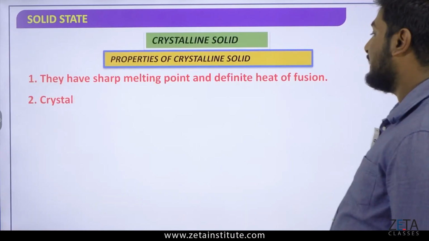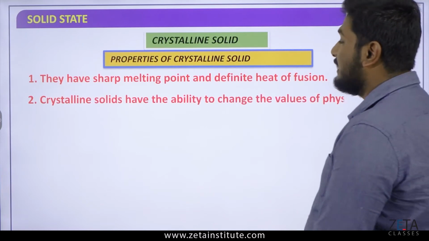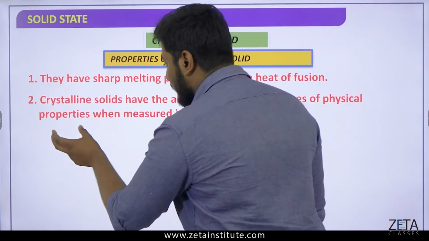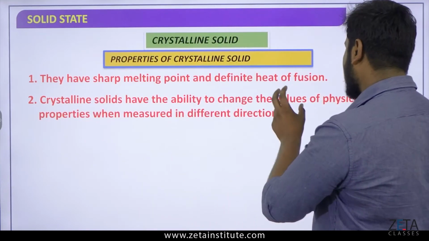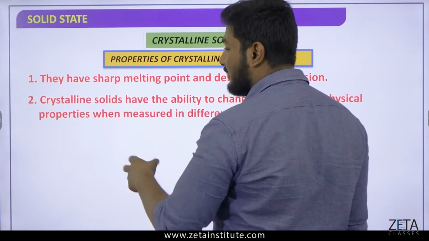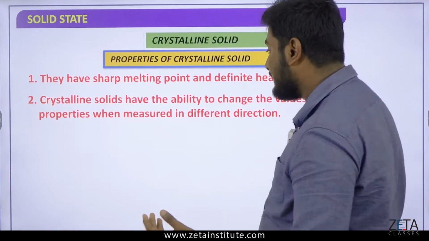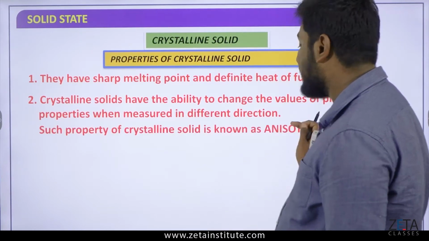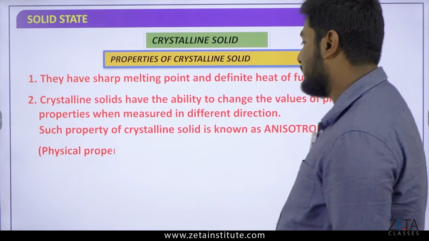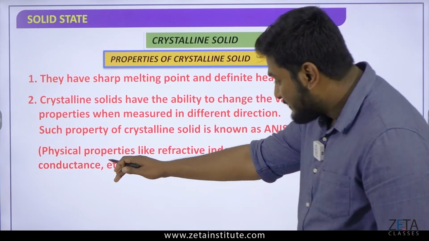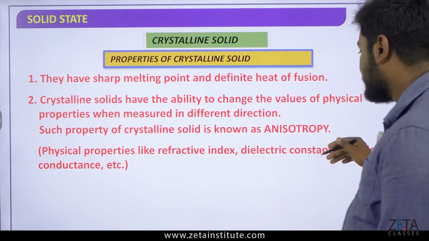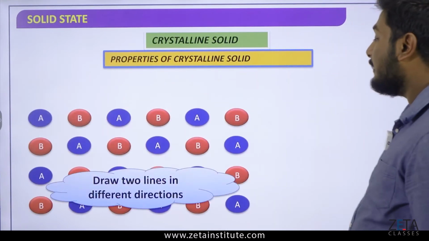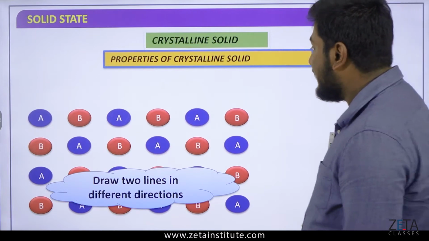We already mentioned the first one: they have a sharp melting point and definite heat of fusion. Second, crystalline solids have the ability to change the value of physical properties like electrical resistance and refractive index when measured in different directions. Such a property of crystalline solids is known as anisotropy. This covers physical properties like refractive index, dielectric constant, electrical resistance, electrical conductance, everything. Clear?